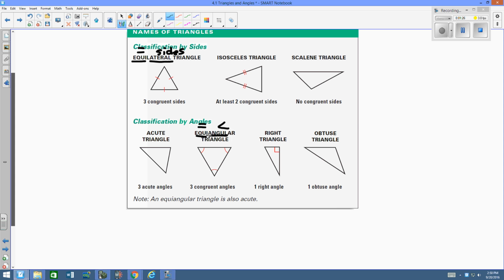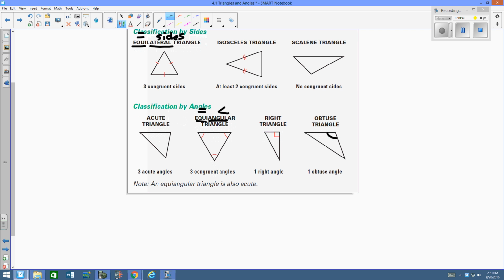A right triangle has a right angle in it, and if it has just one obtuse angle, then it would be an obtuse triangle. You cannot have more than one, because then the angles would add up to more than 180 degrees.